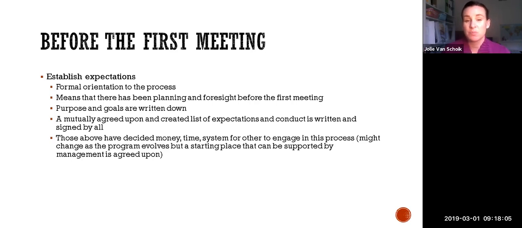I do think that there should be some kind of orientation to the process, and I think by making it formal, at least thinking about it before you do an orientation, that can really help, because you have now engaged in planning and foresight. So it's not just you show up ready to talk to people without putting any thought into it. Those things don't go well.